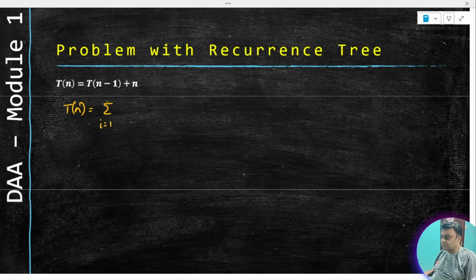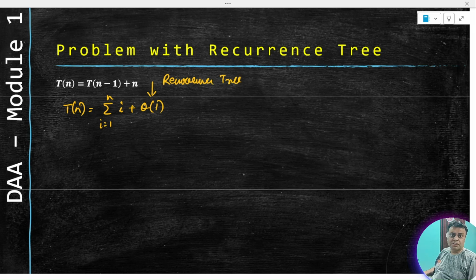We get sigma i equals 1 to n, and from the ith level we see that the work done is i. So for n levels, we will be doing sigma of i equal to 1 to n of i, that is, the work done at each level is i, there are n levels. Then we have the base condition of theta 1, which gets added for the n minus 1 level. Right, so this entire thing that we do to arrive at this, you need the help of the recurrence tree. We have seen that at length. Please watch my recurrence tree videos around this.